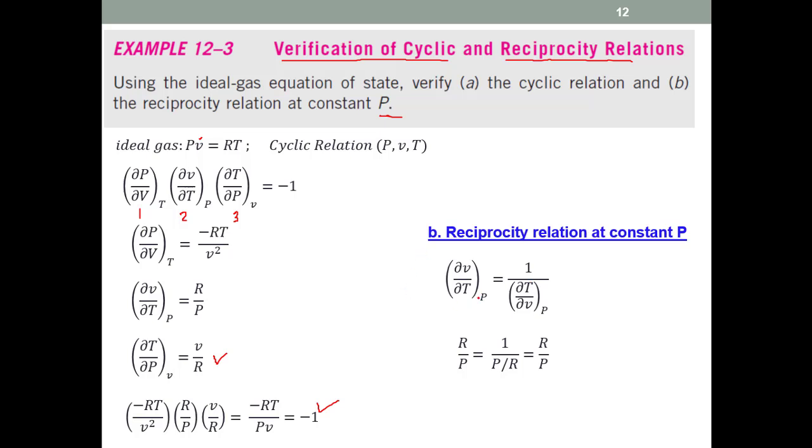partial V by partial T at constant pressure is equal to R by P. That means we have to take the derivative of specific volume with respect to temperature at constant P. So that value is R by P. Similarly, 1 by, now we have to take the derivative of temperature with respect to V when P is constant. So that's equal to 1 by P by R. So that value is R by P. So both values are equal. Hence verified the reciprocity relation.